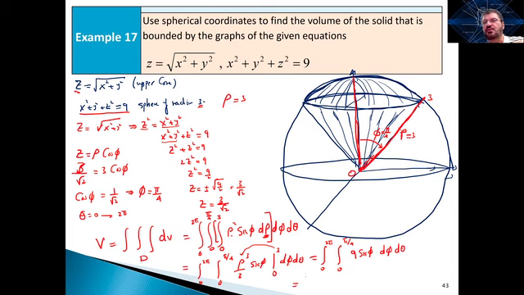Now this is equal to integration from 0 to 2 pi. What's the integration of sine? It's minus cosine. So this is minus 9 cosine phi from 0 to pi over 4, and then d theta, which is equal to negative 9 goes out, integration from 0 to 2 pi. Put the pi over 4. What's cosine pi over 4? It's 1 over root 2, minus, what's cosine 0? It's 1. And then d theta.